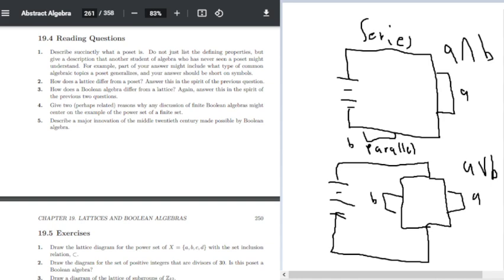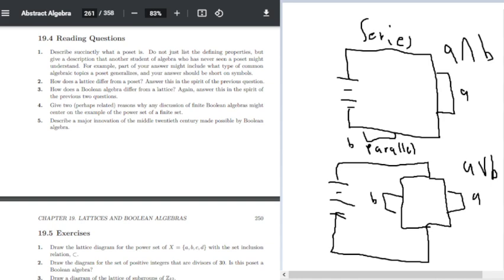Give two perhaps related reasons why the discussion of finite Boolean algebras might center on the example of the power set of a finite set. So one is that every finite Boolean algebra is isomorphic to the Boolean algebra generated by the power set of a set. And second would be that the Boolean algebras, naturally, since they generalize on the ideas of intersection and unions, it's important to look at those examples to see what carries over to all of them.